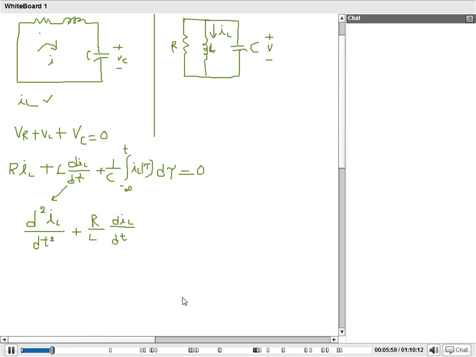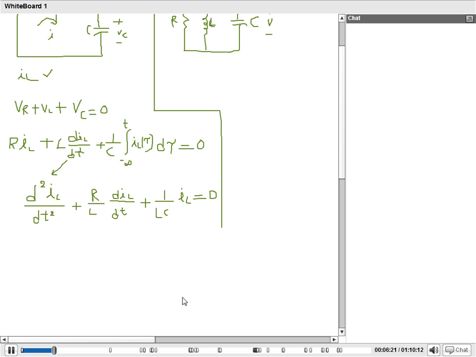So here differentiation and integration will get cancelled. Since I am dividing this term also with L, it becomes 1 by LC IL. So this is the second order differential equation. The variable I chose is IL, so this is the second order differential equation in terms of IL. This is equation 1. So you have to solve this equation.